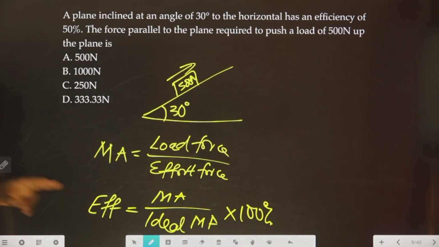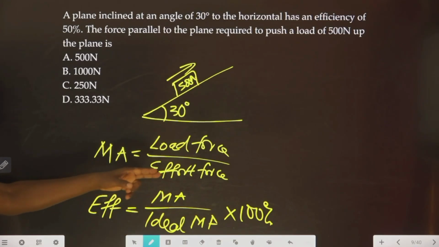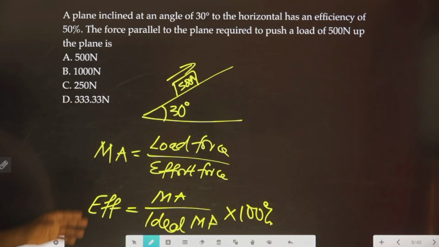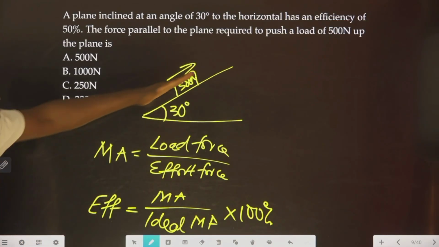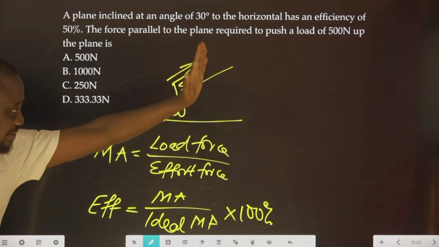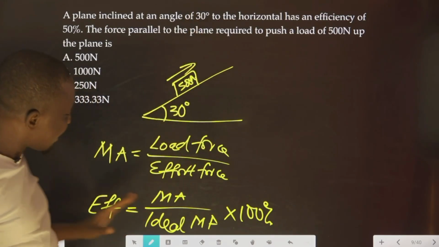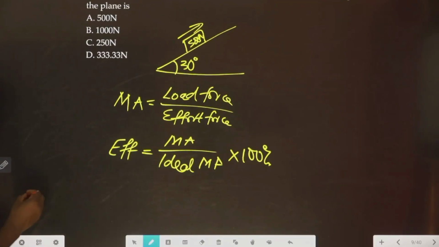Okay? But what is ideal mechanical advantage? Ideal mechanical advantage is the ratio of the length of the slope, this slope you are seeing here, to the height. This plane to the height. That is ideal mechanical advantage.